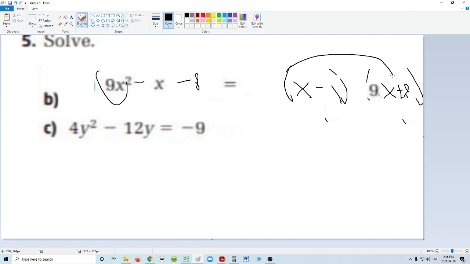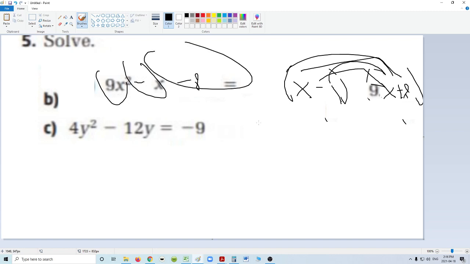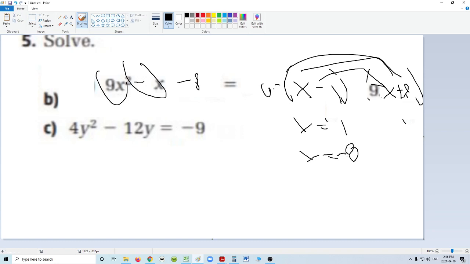But 9x squared, yep. Plus 8x, yep. Minus 9x, yep, makes minus x. And then finally, what was this? Minus 1, yeah. Minus 8, yeah. So that means for this to be equal to 0, x has to be equal to 1, or x has to be minus 8 over 9.